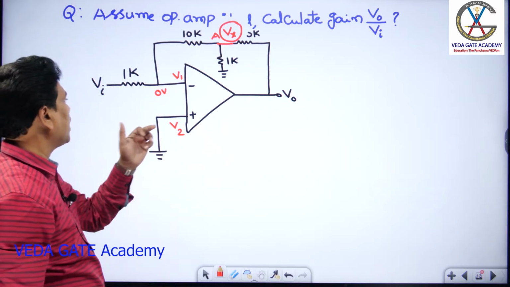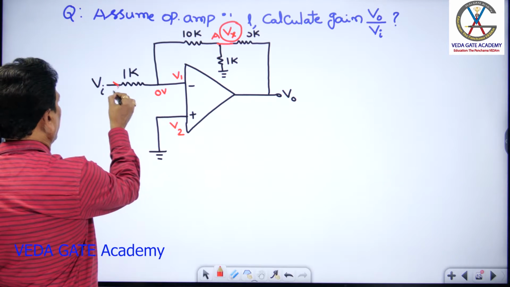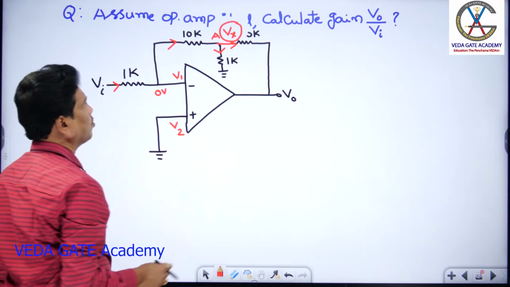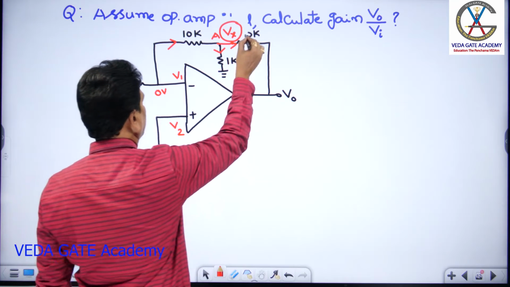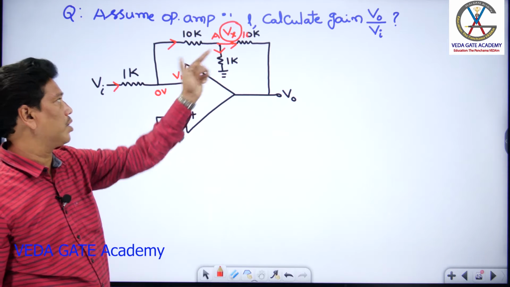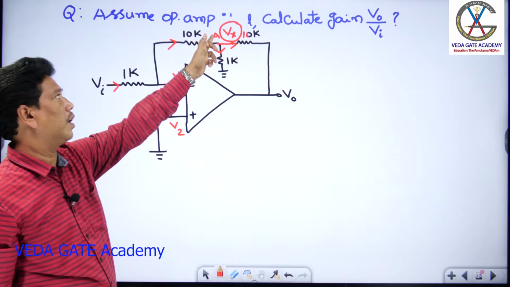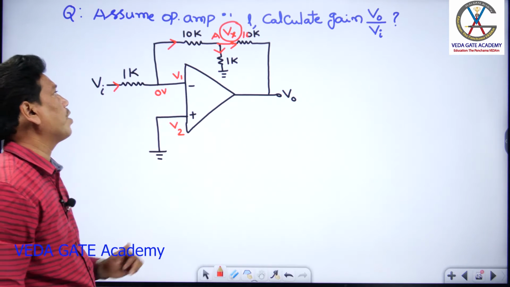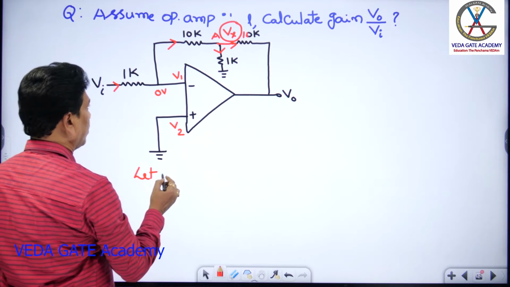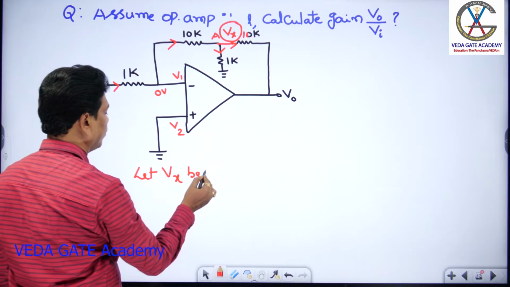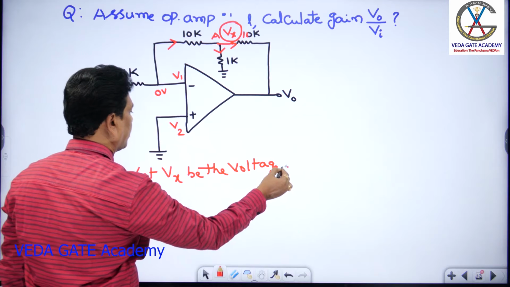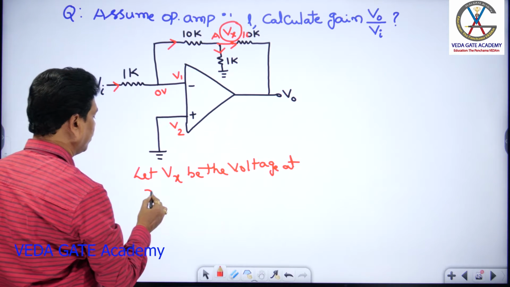Now I can indicate the current flows in every branch. In every branch I consider the current flow. This is also 10 kilo ohms. Now I can apply KCL at the inverting node and node A to get the concerned gain V naught by Vi. See this one now. Let Vx be the voltage at node A.